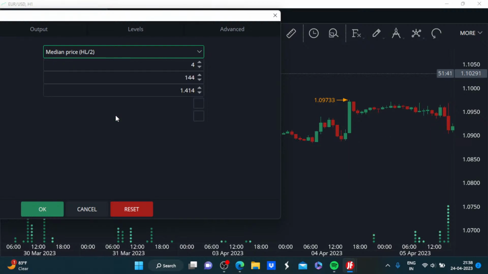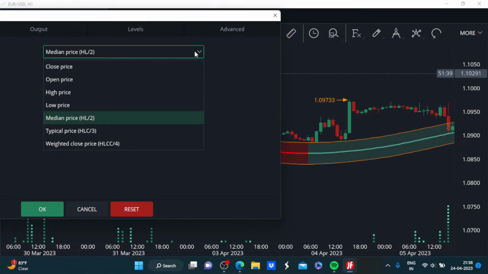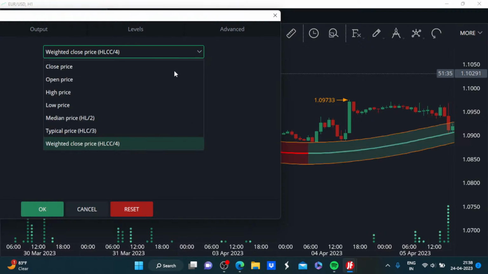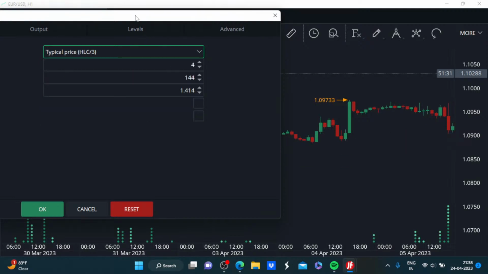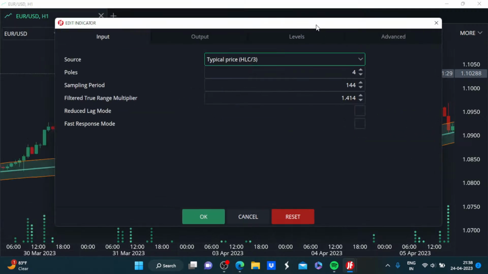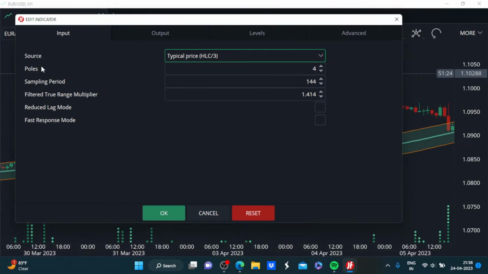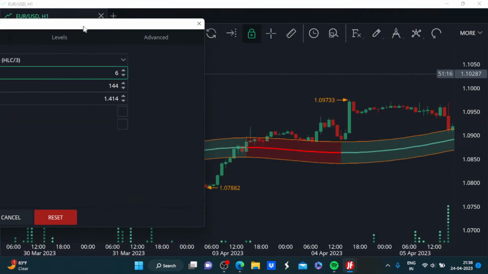So we have these mechanisms in place. With close price, again it is changing. Now I am going to revert back to the default typical price. All right, then we have this parameter of poles. You can increase or decrease it, and accordingly the plotting of this indicator, you can see it's shifting.